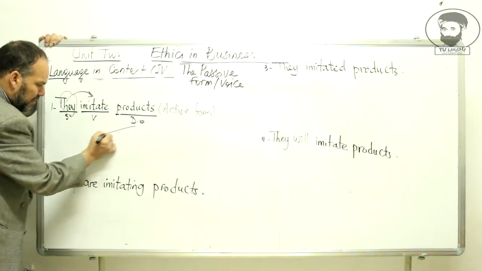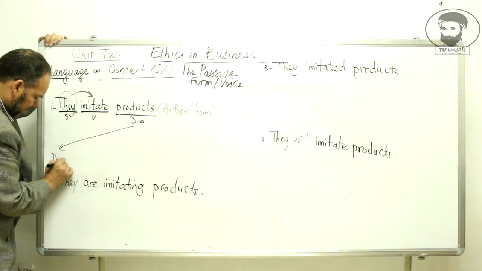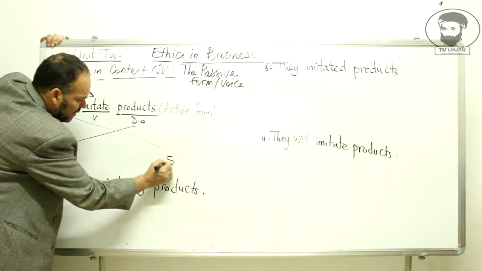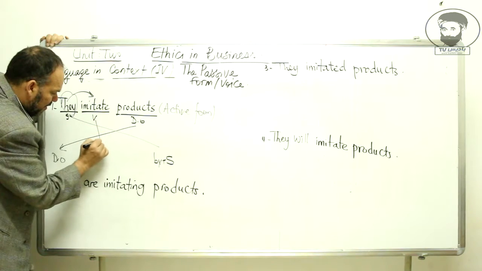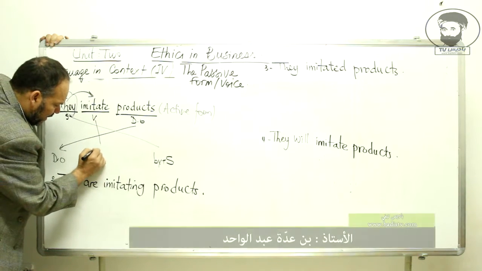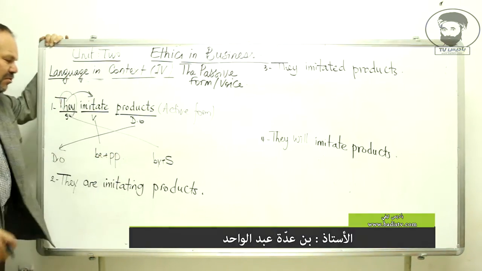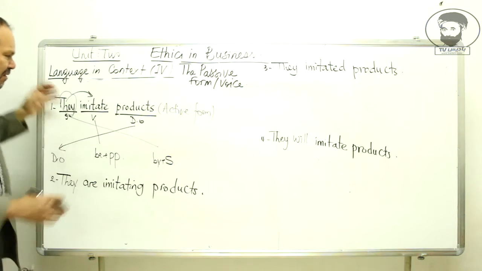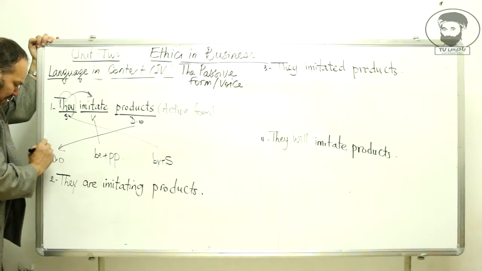Look, there's an inversion. Let's write here the direct object. Another inversion: let's write the subject, and here write by. And the verb, now the verb is be plus past participle. This is the rule we follow when we change from the active to the passive. Now, follow. What is the direct object? It's the product.